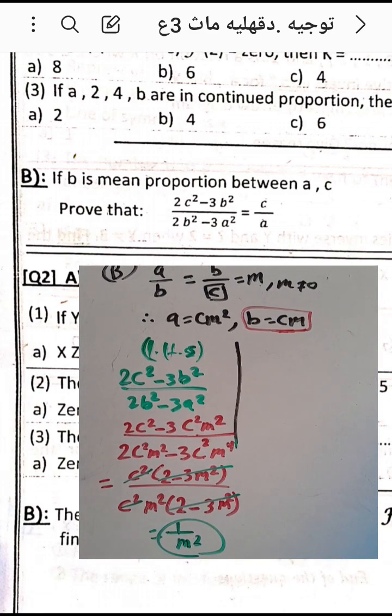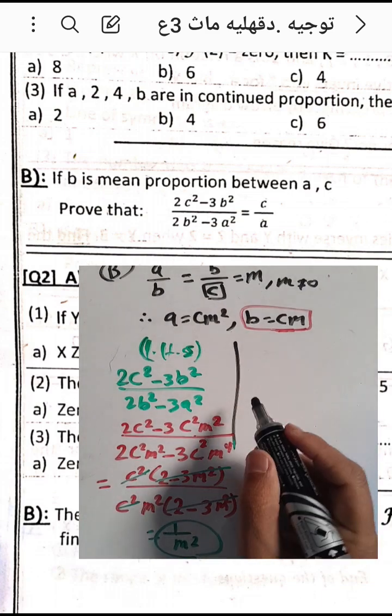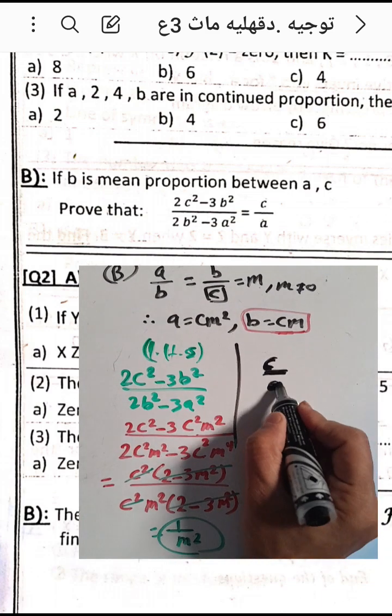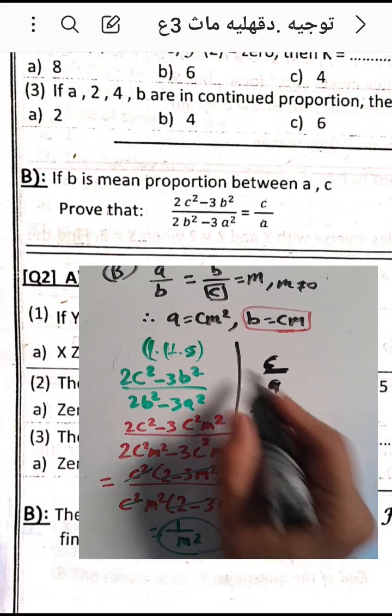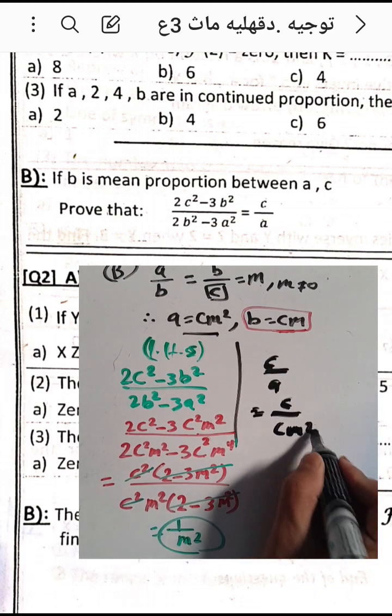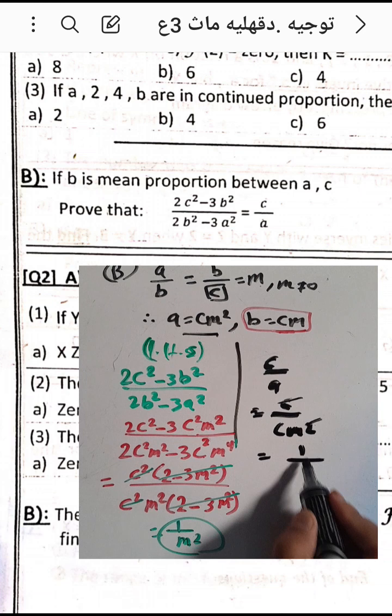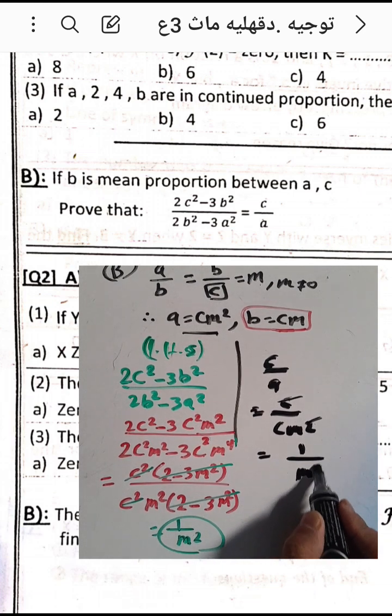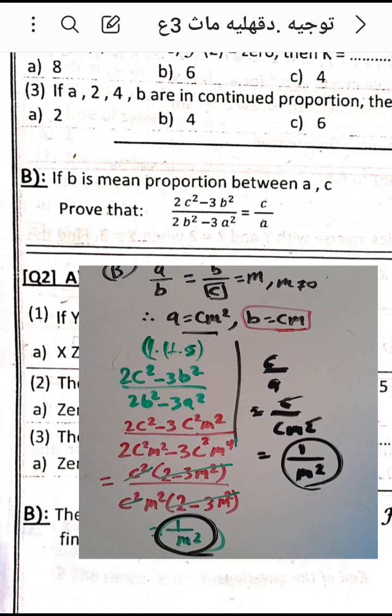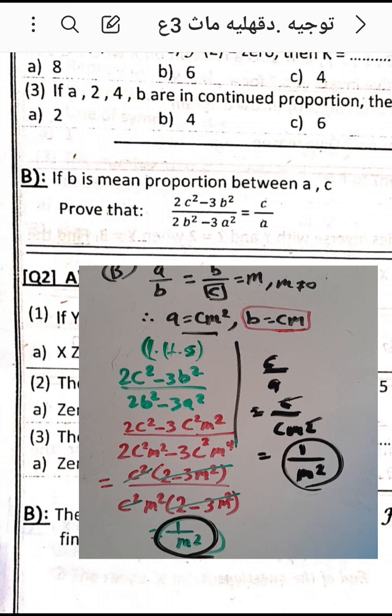And what about the second expression? About c over a, c here and a equals cm power 2, and then you can simplify c by c, and the result is 1 over m power 2. So the left hand side equals the right hand side, equal 1 over m power 2. Question number 2.